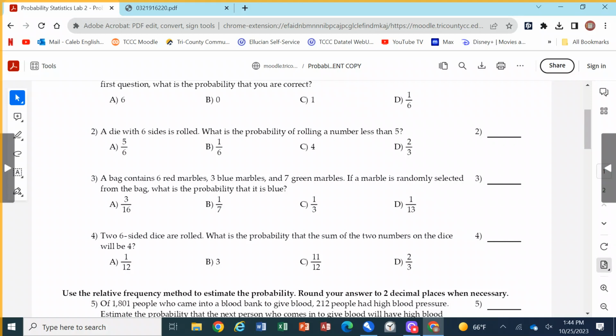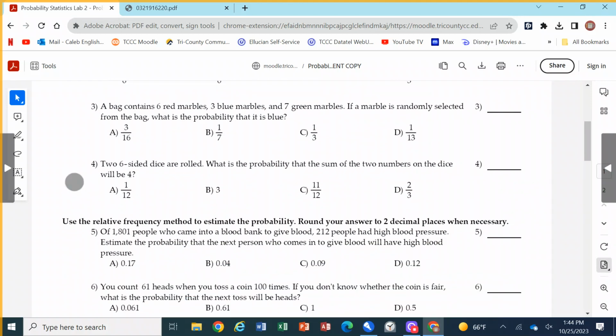Number 2, a die with 6 sides is rolled. What's the probability of rolling a number less than 5? Again, another student out there this morning asked, does less than 5 include 5? If you're getting into a technical term, you're getting into inequalities. Less than 5 is everything below 5 but not including 5. Less than or equal to includes 5. But less than 5 does not. So 5 is not included in that.